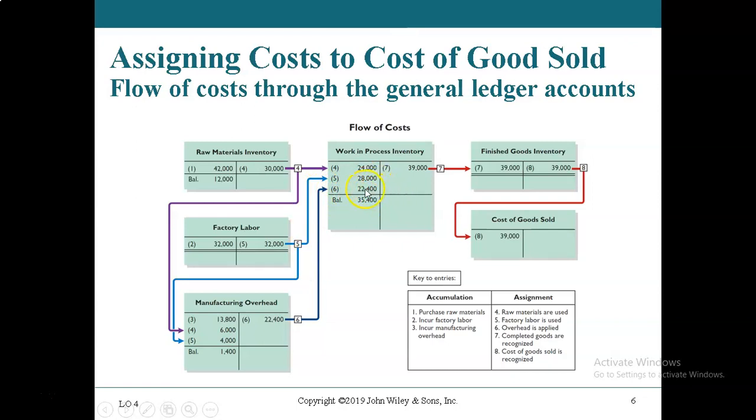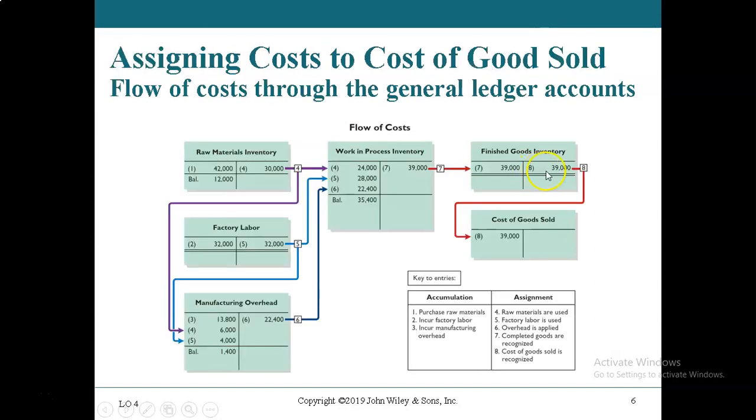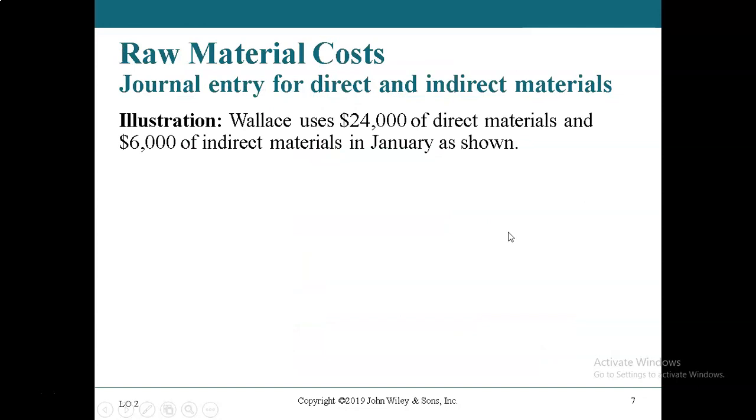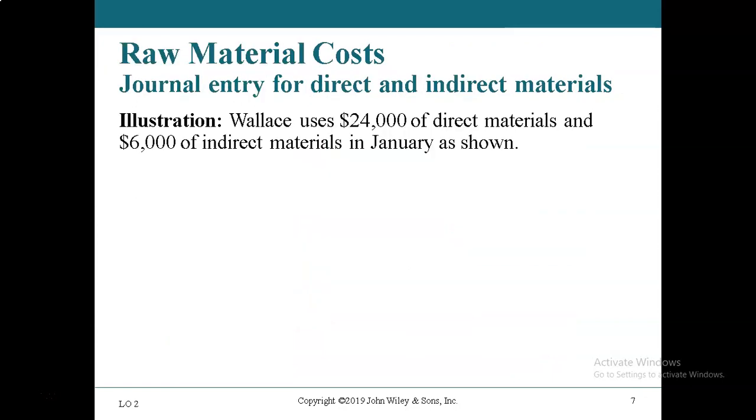What happens when you finish making something? Then it should leave work in process, that's 39,000, and then it becomes part of finished goods inventory. What happens if you sell something? If you sell something, then it's going to leave finished goods inventory, and it's going to become part of cost of goods sold. You can use this flowchart to help you figure out journal entries.